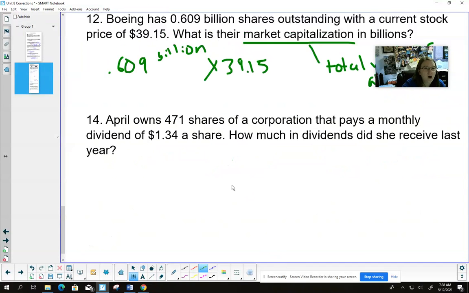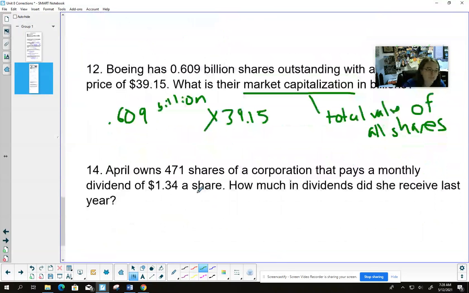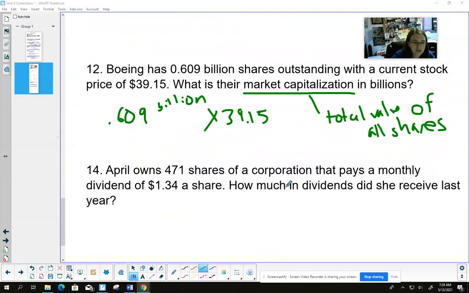Okay, this last one, number 14. How much in dividends did you receive last year? So I didn't want you to get confused. I should have changed this phrasing. Don't be like, but last year, is that going to be different than this year? Like, why does it say last year? It just means in a year. So we could have said, how much in dividends would she receive in a year?